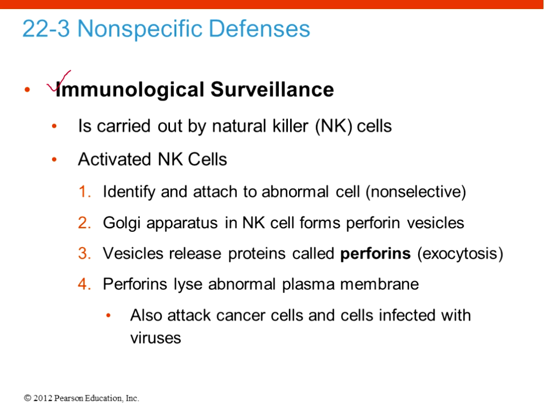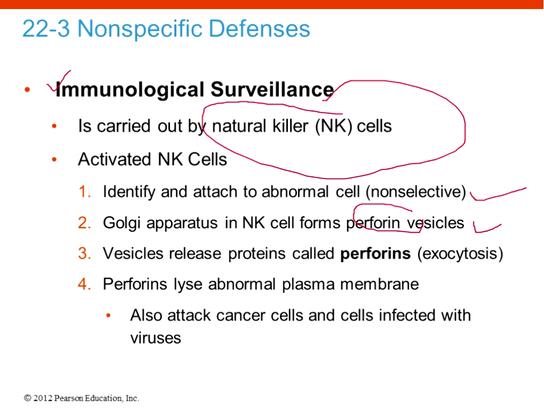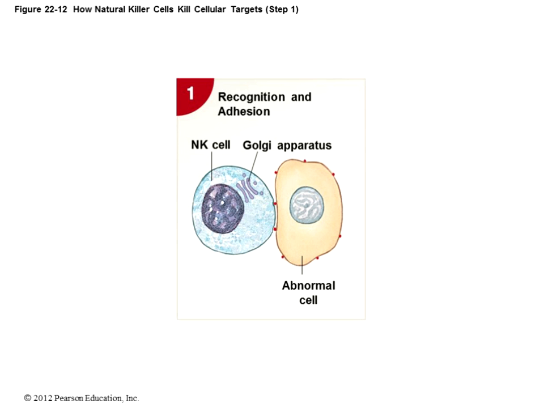All right, next one in these non-specific defenses is what's called immunological surveillance. And this, as we talked about before, is carried out by these natural killer cells. Natural killer cells identify and attach to whatever the abnormal cell that they're targeting is in a non-selective fashion. The Golgi apparatus of the natural killer cell forms these porphyrin vesicles. The vesicles then release these proteins via exocytosis. Porphyrins then destroy or lyse the abnormal plasma membrane of the target and kill and destroy the cells in that fashion. Okay? And so you can look at these steps in this visual as well.